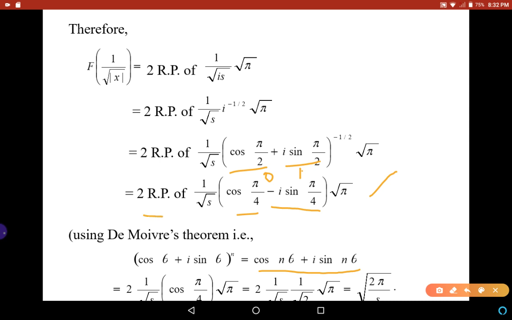Now what is the real part in this whole term? The real part is 2 times 1 by square root of s into cos pi by 4 into square root of pi. Therefore, the Fourier transform of 1 by square root of mod x is given by 2 times 1 by square root of s into cos pi by 4 into root pi, and we know that cos pi by 4 is 1 by root 2. So upon simplification, we get it as square root of 2 pi by s. Therefore, the Fourier transform of 1 by square root of mod x is square root of 2 pi by s.